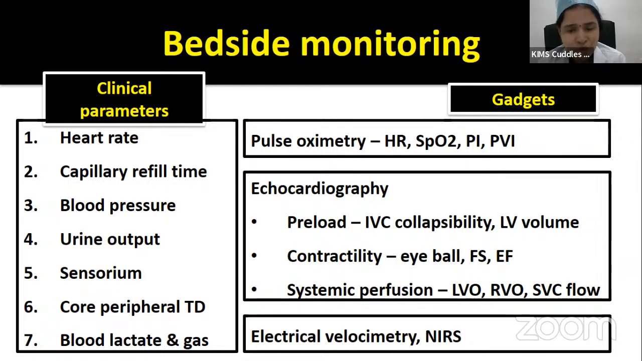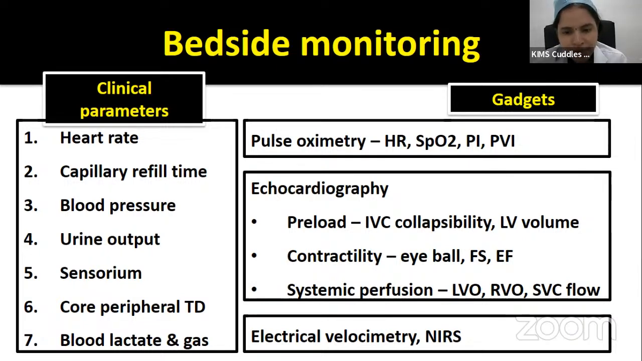In echocardiography, which we'll be discussing in a while, there are markers to indicate the adequacy of preload, contractility, as well as the systemic perfusion per se. For preload, we often look at IVC collapsibility as well as the effective LV volume. So if the LV is looking very small and the IVC is small in caliber as well as easily collapsible with respiration, it indicates the presence of relative underfilling or hypovolemia.